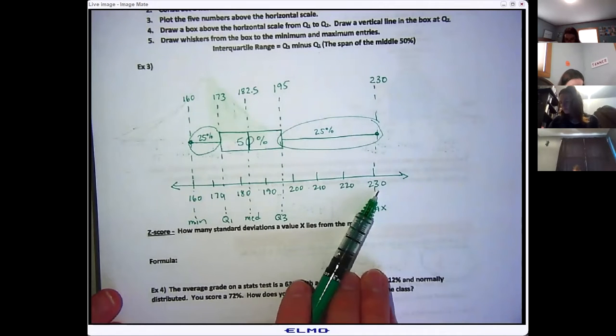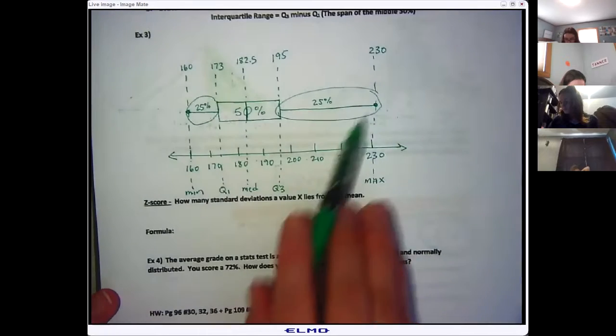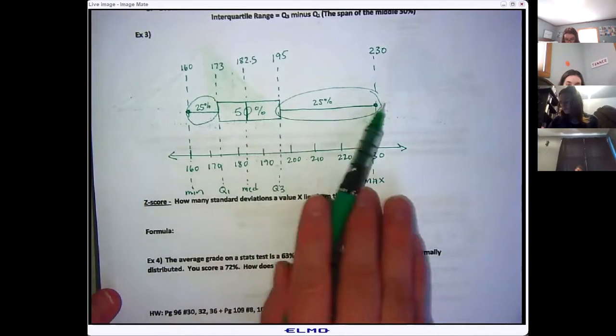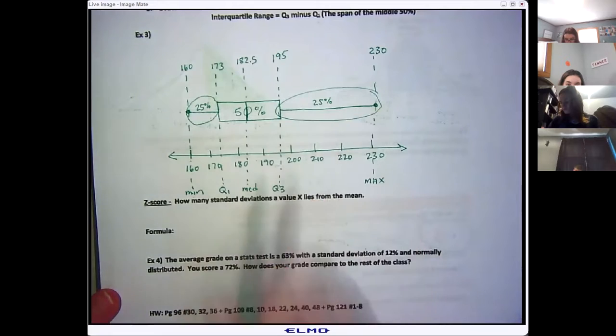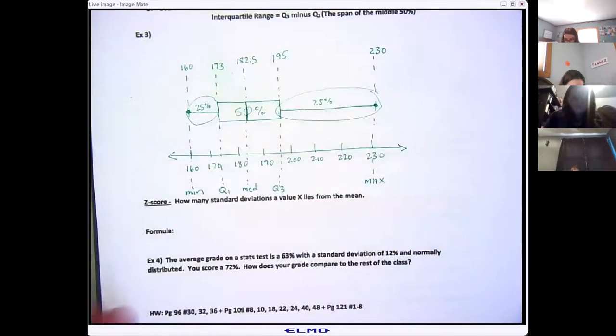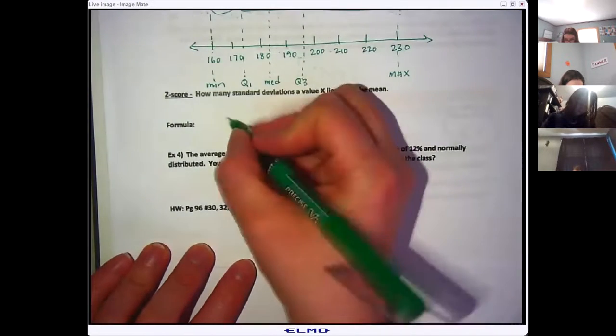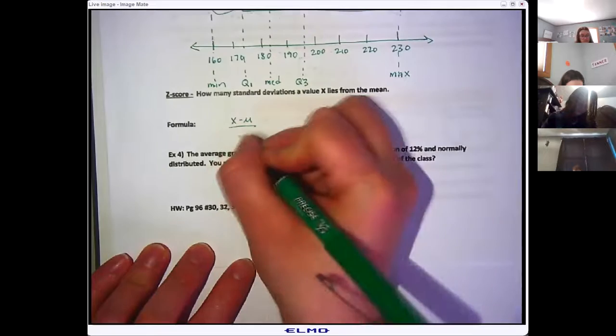I feel like he was like 400 pounds. Yeah, I don't know if I agree with this, but okay. Anyway, what we're saying is that there's still like 12 guys up here. It's just they're more spread out. So it looks like more, but it's not. It just shows you how spread out the data is. All right. A z-score is how many standard deviations a value x lies from the mean. So that's x minus mu over sigma.